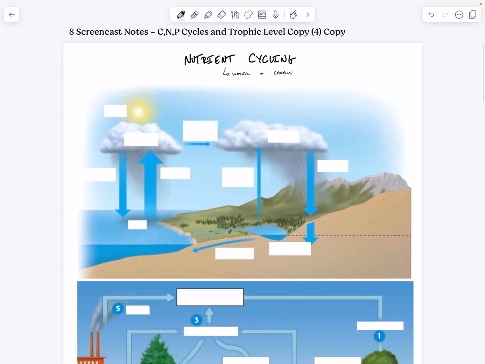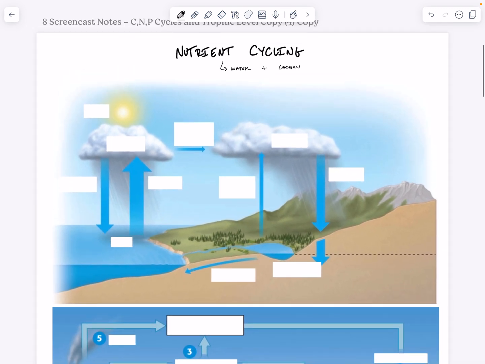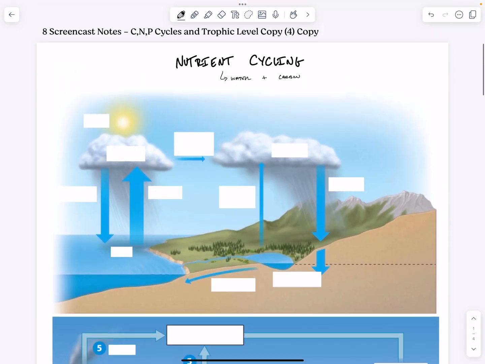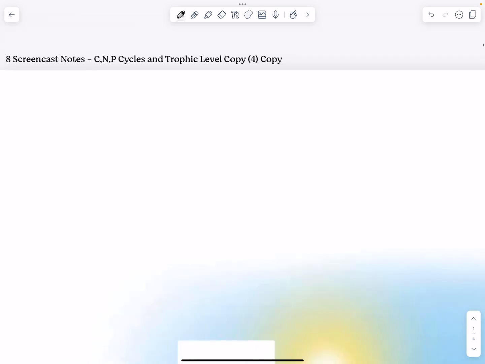The water cycle will probably be very much a review of something that you've already seen, and the carbon cycle might be a review and it might be a little bit new. So let's get right to it.